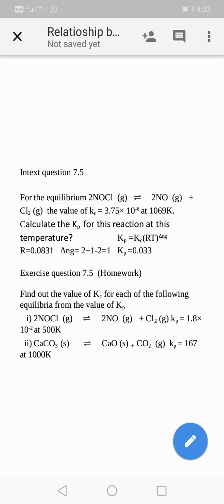Sometimes in the equation only one gas or something like that will be there, so depending upon that number you will have to find out the delta Ng value, so that you will be able to substitute in the equation, so that you will be getting the final answer. That also can be done as homework. Exercise question number 7.5 can be done as homework.